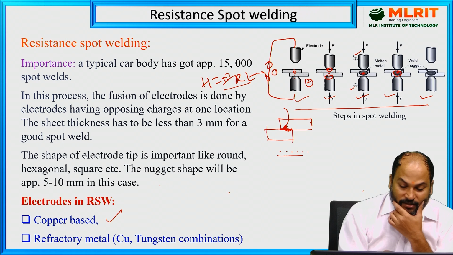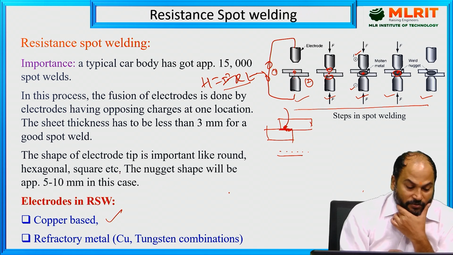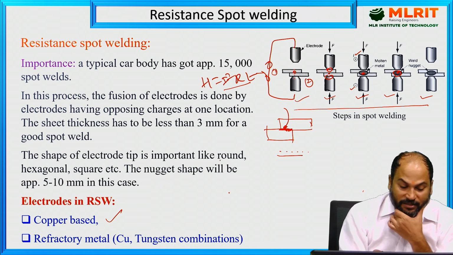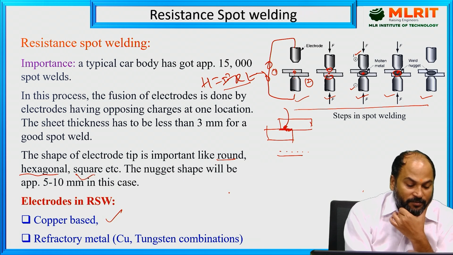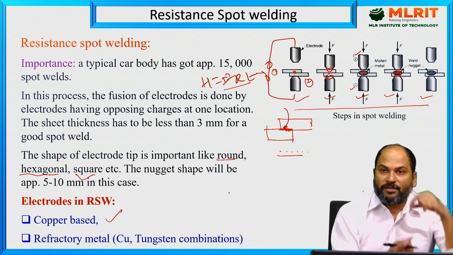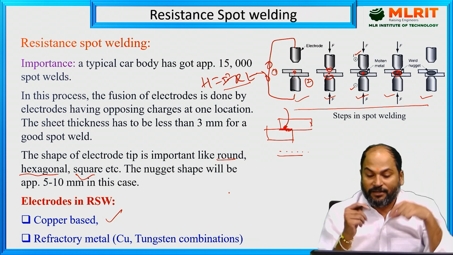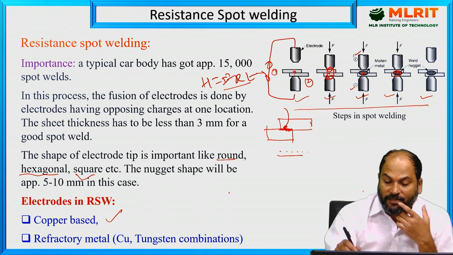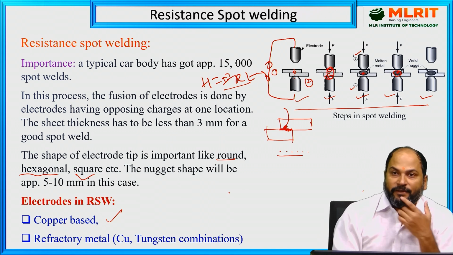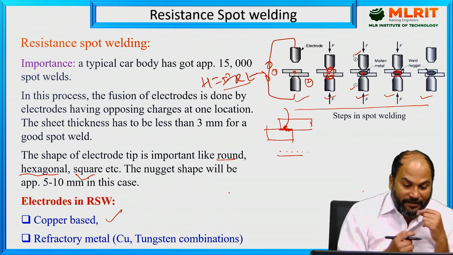And now the nuggets. The electrode tip is generally round. It may be hexagonal. It may be square. This is very, very important because it will be in contact with the workpiece. So what I told, this alignment is very, very important. We need to keep in our mind where these two parts are aligned together.